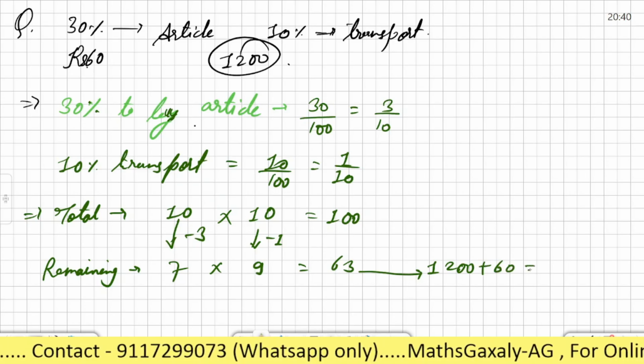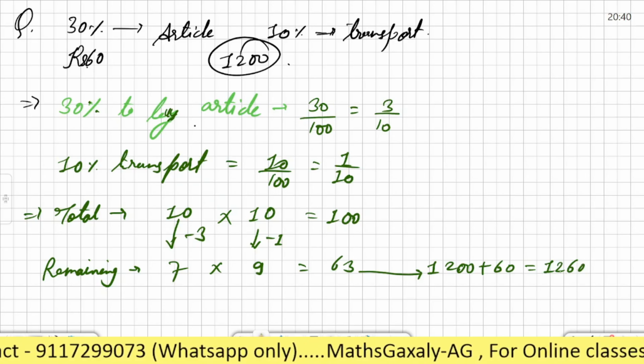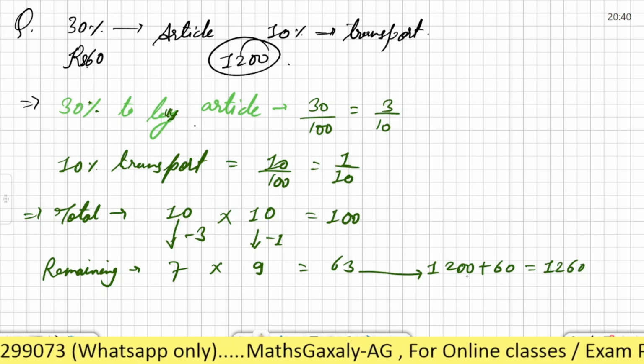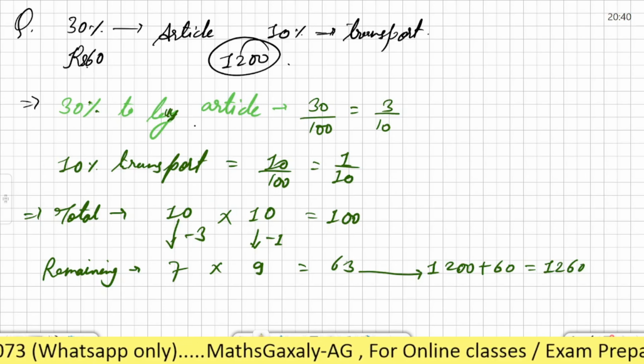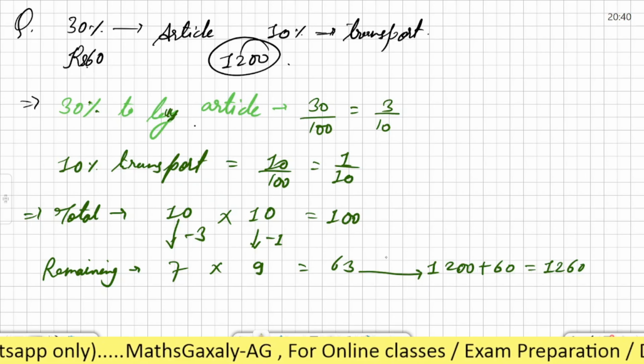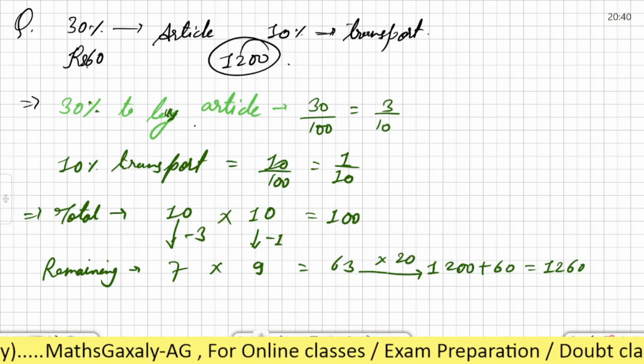Okay, so it will be 1260, okay, or 1260. Now the value of 63 is 1260. It is 20 times, right? 2 3s are 6, 2 6s are 12, okay?